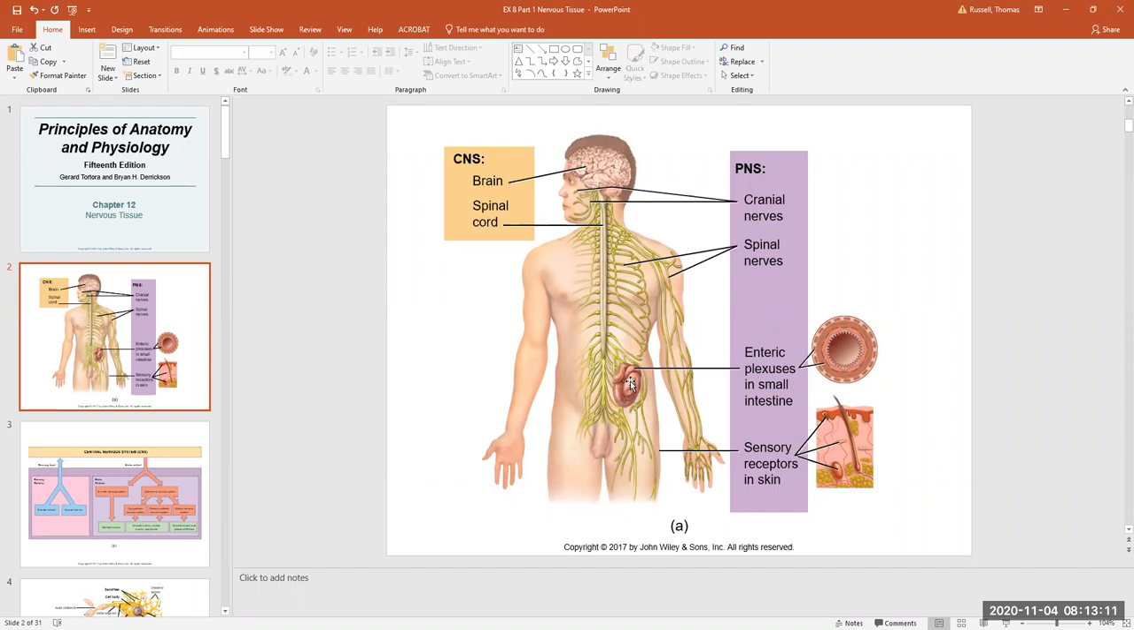We also have sensory receptors all through our body, including the skin. We talked about some sensory receptors, tactile receptors in the skin, a while back. And those sensory receptors are always sending information into the central nervous system so that we can respond to changes in our environment. In fact, right here on this little picture, they show the Meissner corpuscle, a Ruffini corpuscle and a Pacinian corpuscle in the skin.